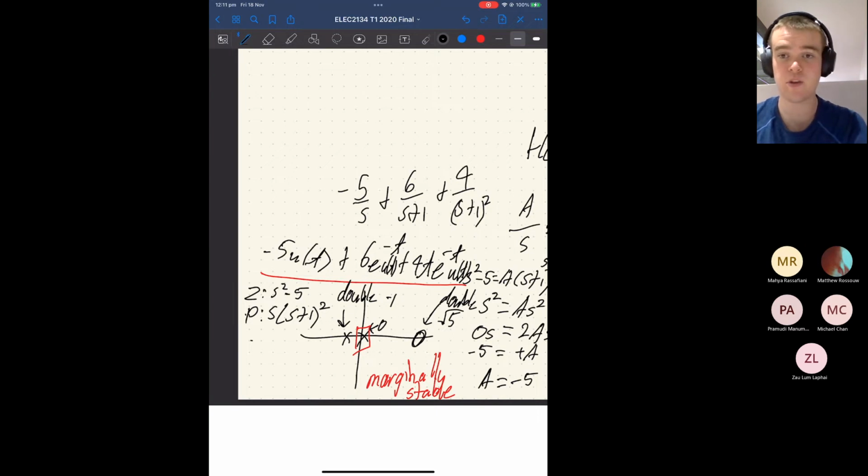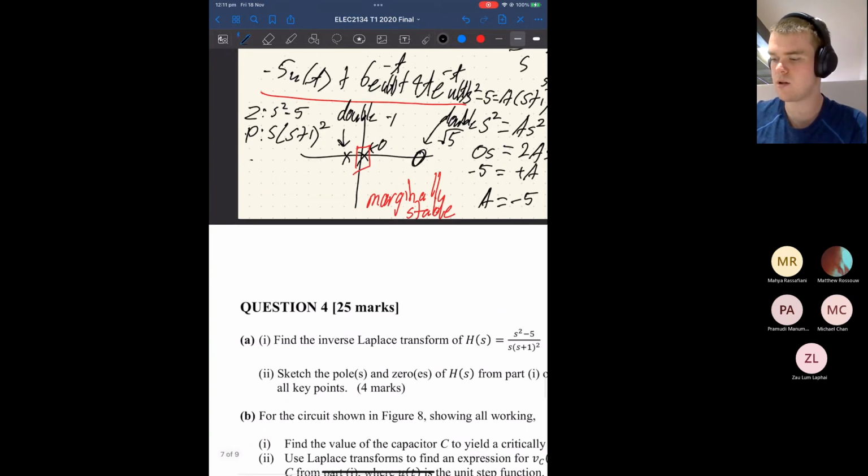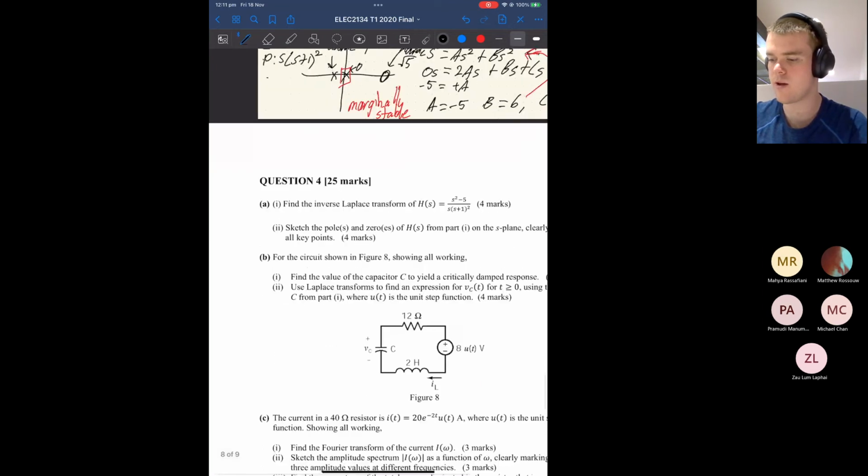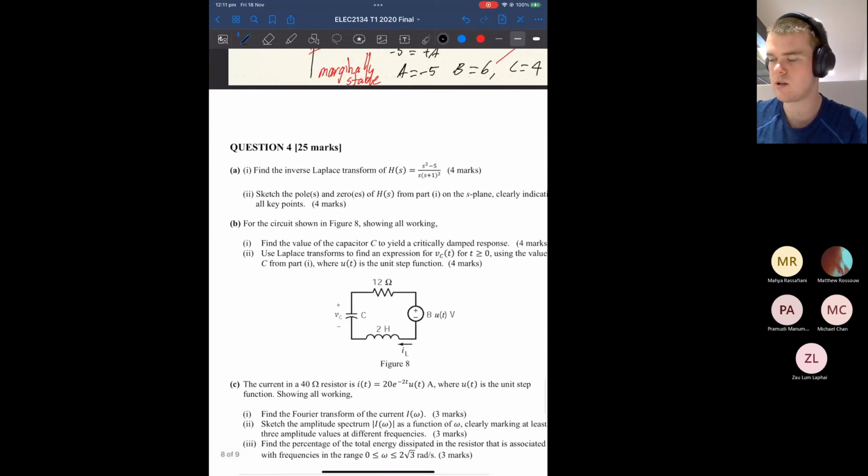If it was on the left, it would be stable. If it was on the right, it'd be unstable. Does that make sense? Okay. Alrighty. So that was A I and II.